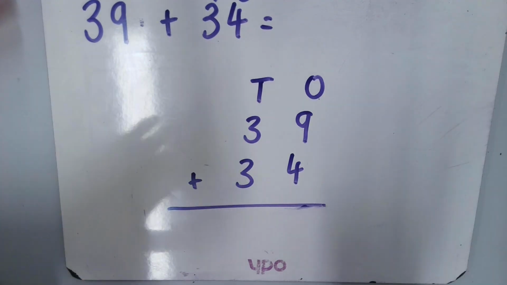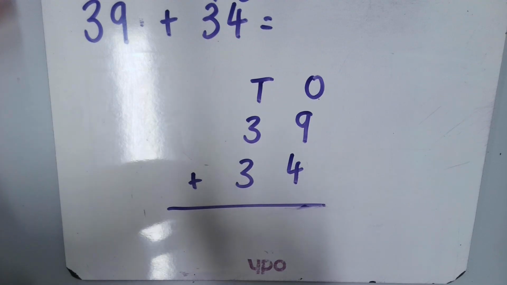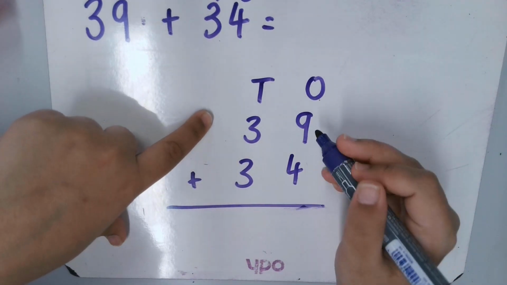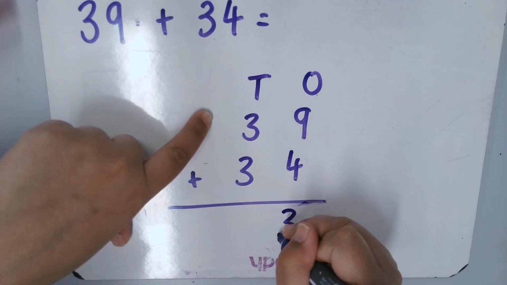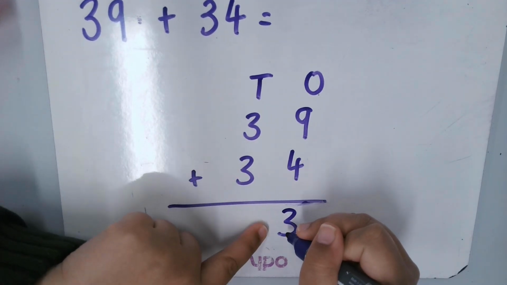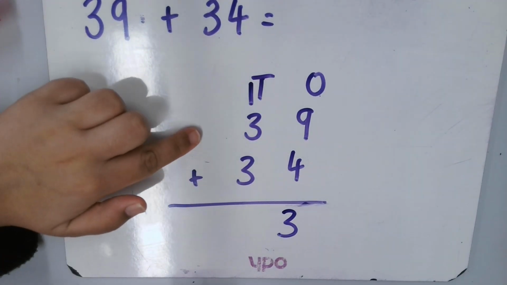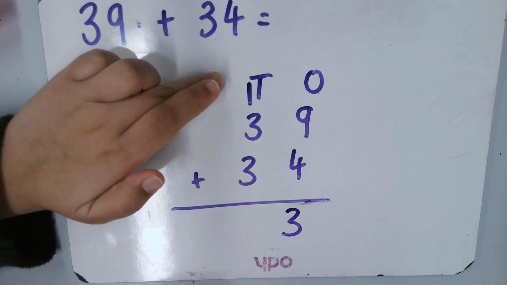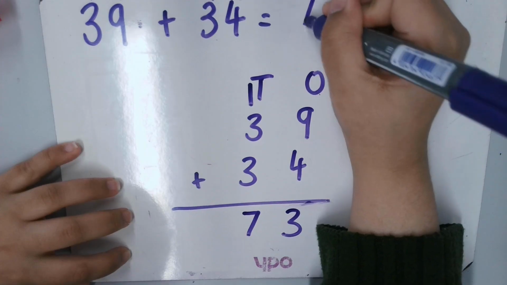13 is the same as 10 ones add 3 ones. I can regroup 10 ones into 1 ten. So I've got 9 add 4 is 13. I'm left with 3 ones because I'm moving 10 of those ones and making it 1 ten. 3 add 3 is 6. Add another 1, that gives me 7. My answer is 73.